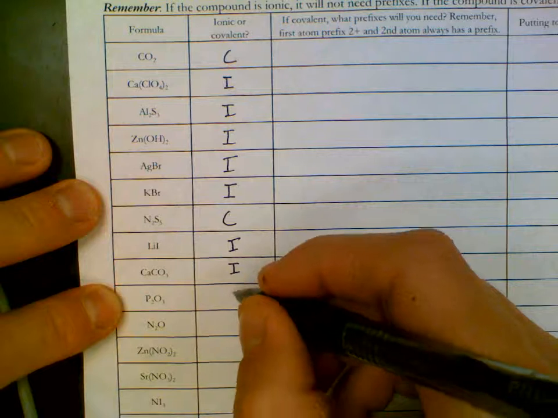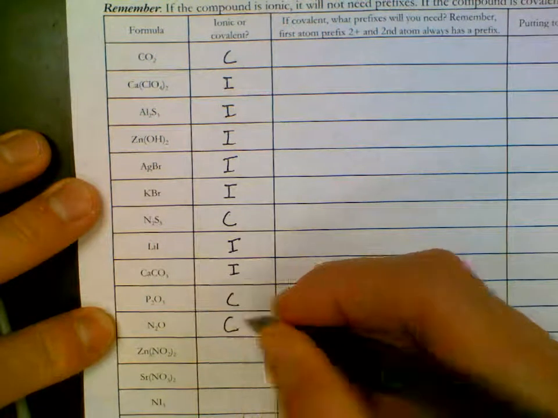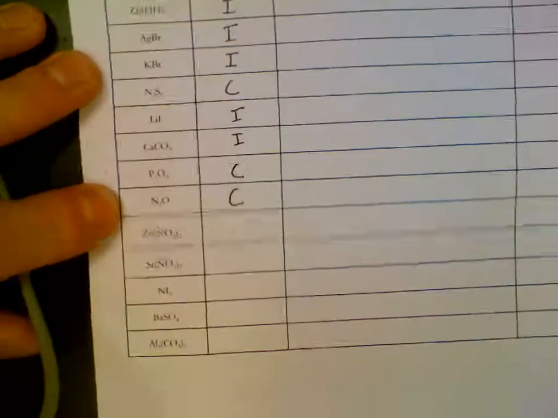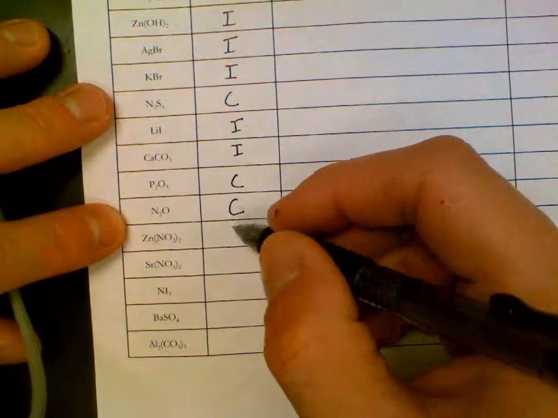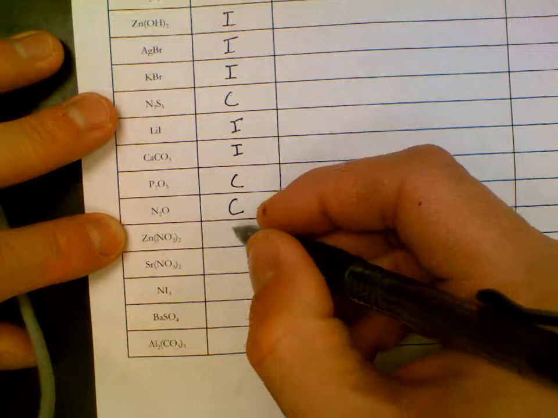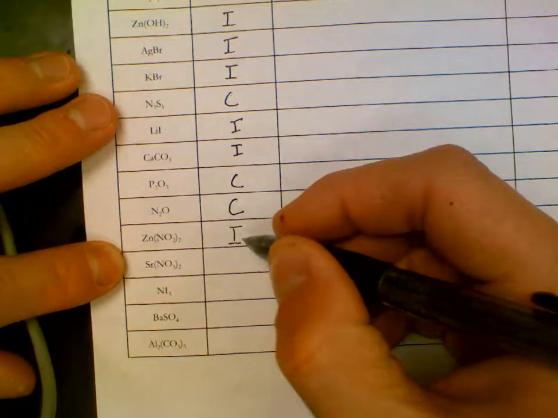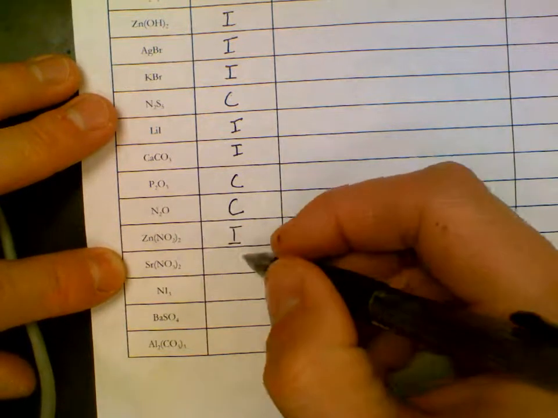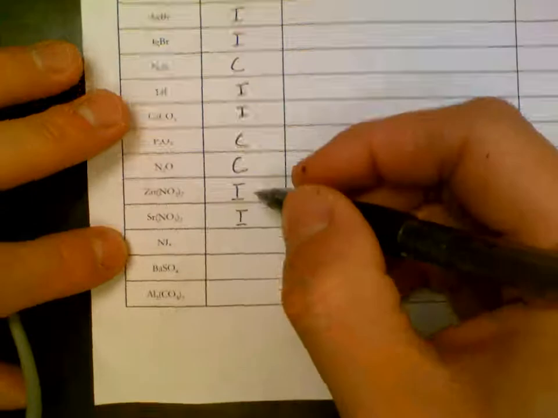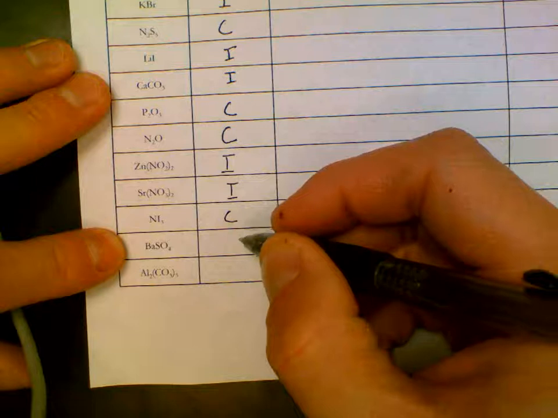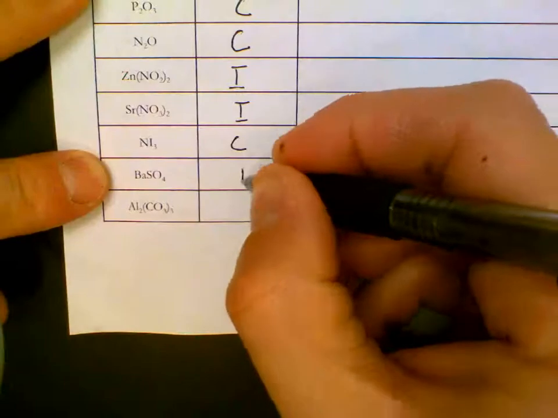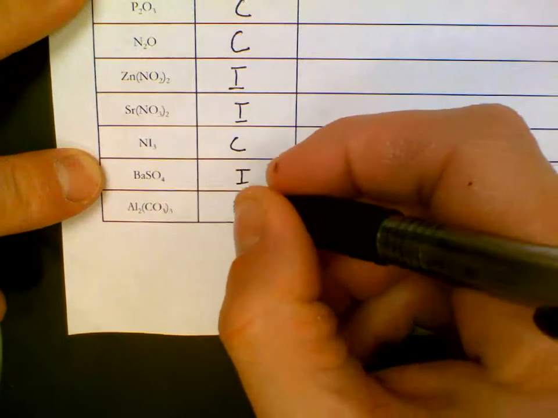Nonmetal to a nonmetal is covalent. Nonmetal to nonmetal is covalent. Metal to a group of nonmetals is going to be ionic. Metal to a total of 3 or more atoms. 3 or more atoms, ionic. 2 nonmetals, covalent. We have 3 or more atoms, that makes this one ionic. 3 or more atoms, ionic.